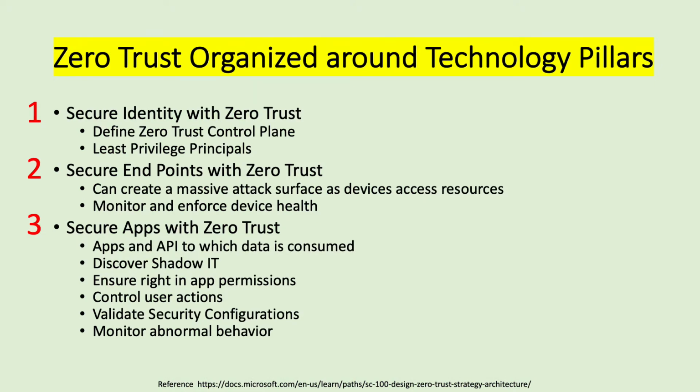And when we look at those three zero trust pillars, where are we really applying them? We're applying them across seven different technology domain pillars. We want to be able to apply zero trust at the identity level, so we're defining zero trust control planes here. Again, as I mentioned before, applying least privilege principles, only giving them access to what they need.